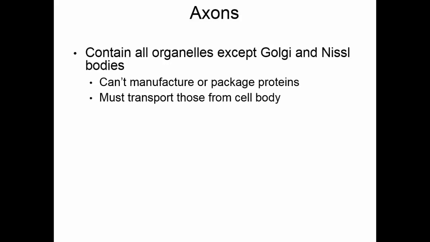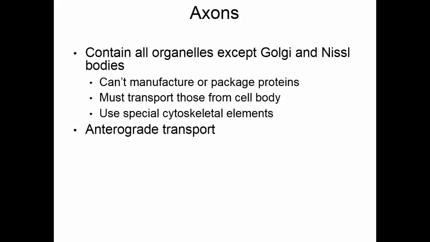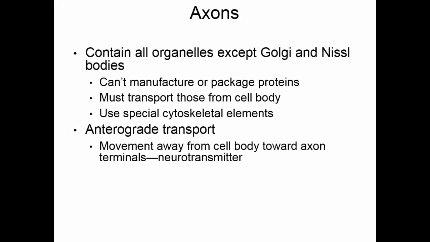They have to transport these from the cell body. They use special cytoskeletal elements to do the transporting. Anterograde transport is when materials move away from the cell body toward the axon terminals. This is how neurotransmitter, which is manufactured in the cell body, will get to the axon terminals.